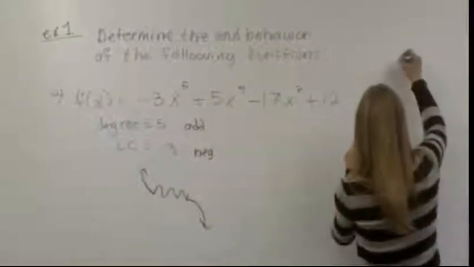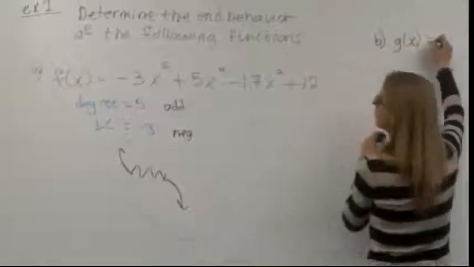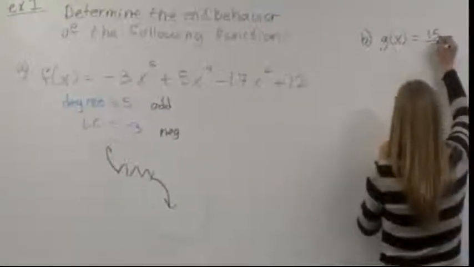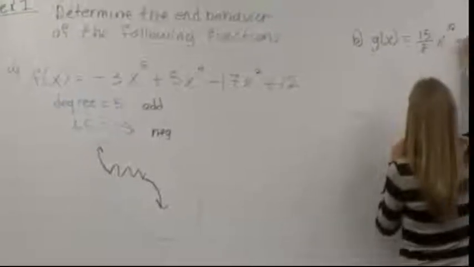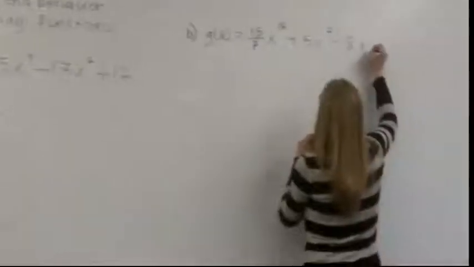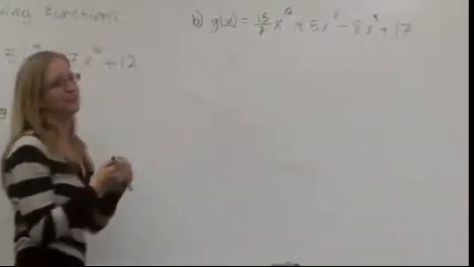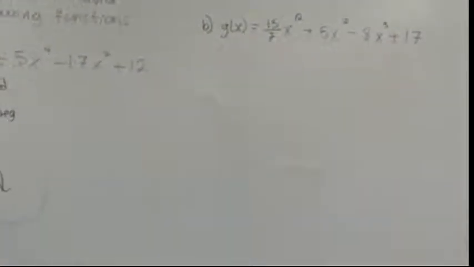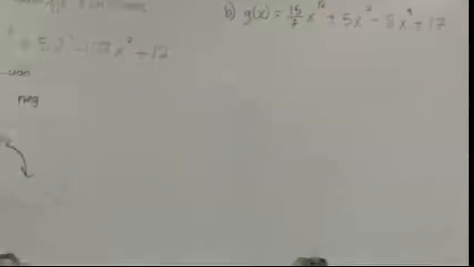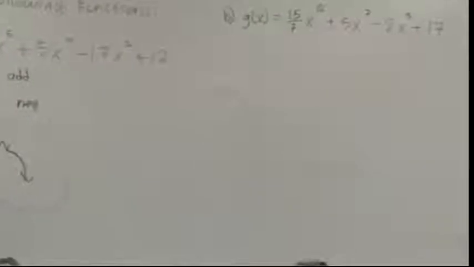All right, let's do a part B. G of x is equal to 15/7 x to the 12th plus 5x to the 7th minus 8x to the 3rd plus 17. I like these problems because I can make them up real easy. Take a second, you guys do it. Find the end behavior. Same question.